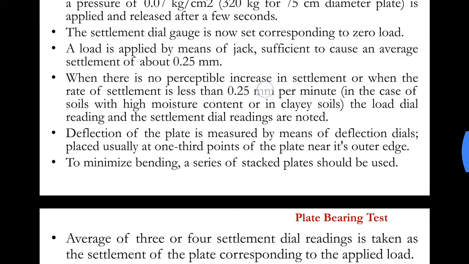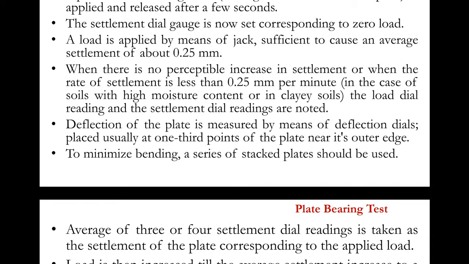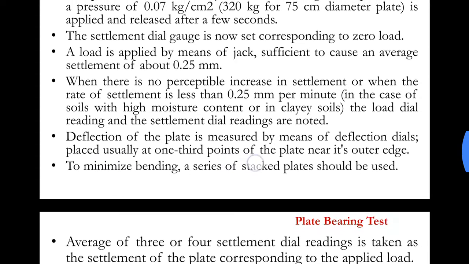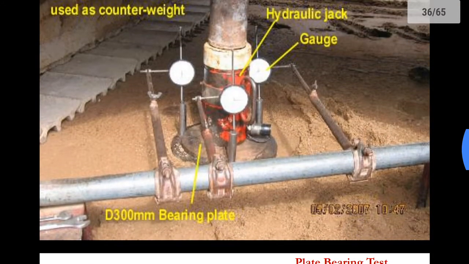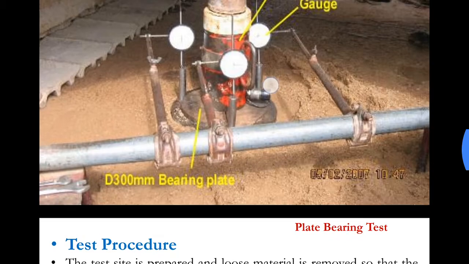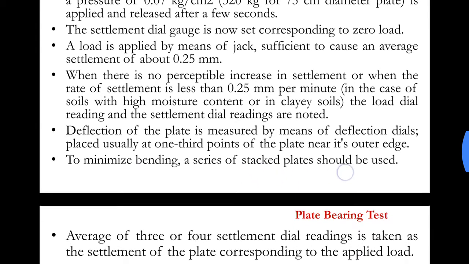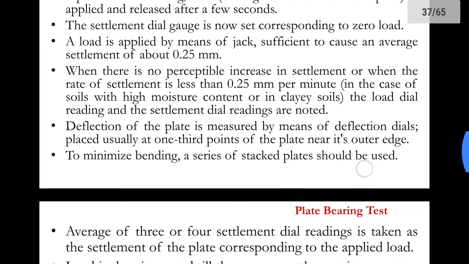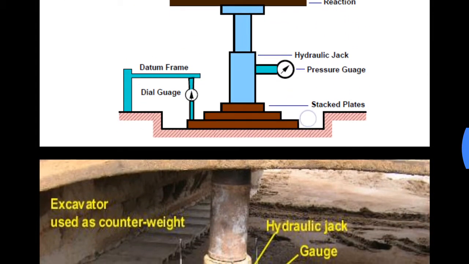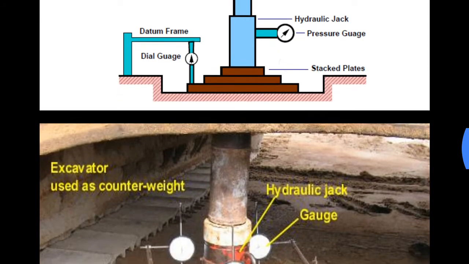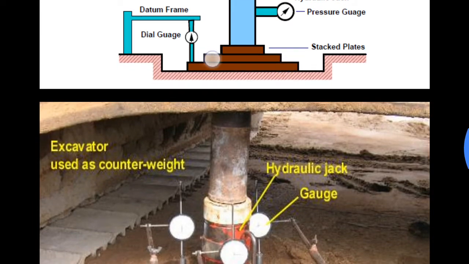Deflection of the plate is measured by means of deflection dials placed usually at 1/3 points of the plate near its outer edge. So these are the dial gauges that are placed. To minimize bending, a series of stacked plates should be used. So why are we using a series of stacked plates? If there was only one plate, then due to this application of load, there was a chance that this plate would get bent in a sagging manner.